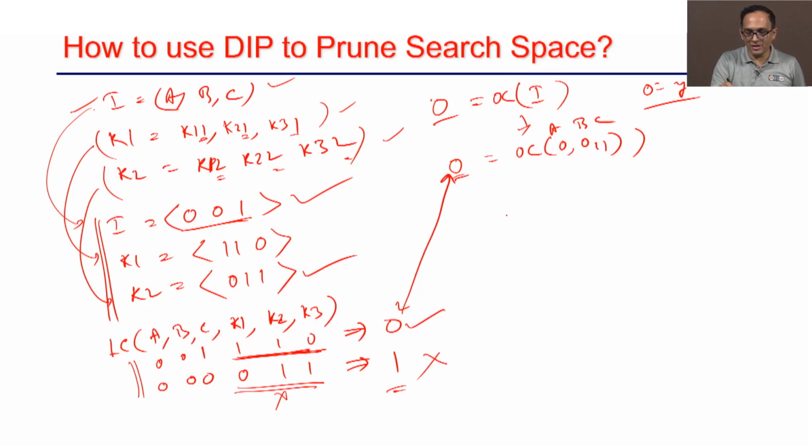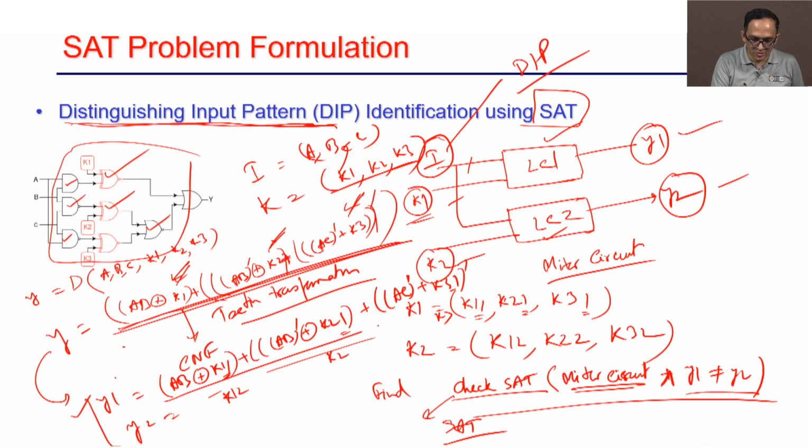That equation is, say, AB XOR K1, whatever equation I have written here, K11. So this Y1 equals that equation I have written. In this equation I will put the value of ABC and the value of Y. I am not writing the equation again; this is the entire thing.